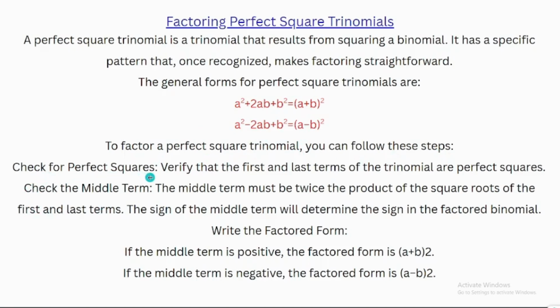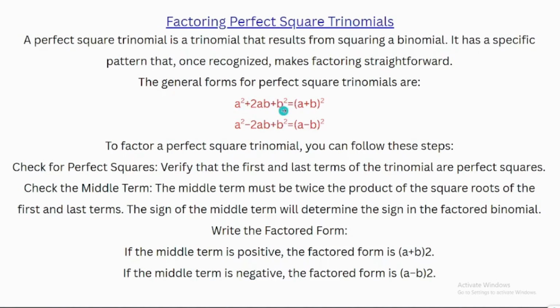To factor a perfect square trinomial, you can follow these steps. Check for perfect square. We have to check first if it's a perfect square or not. Verify that the first and the last term of the trinomial are perfect squares. We have to be sure that the first and the third term are perfect squares.